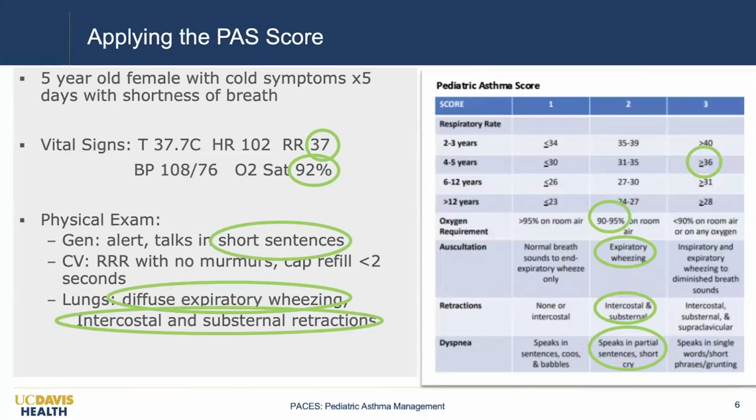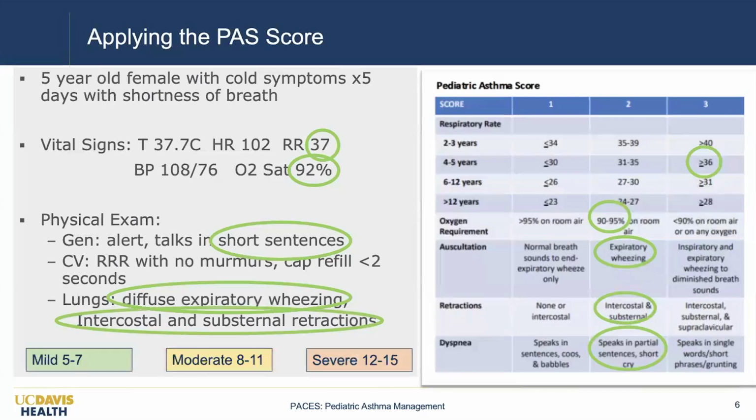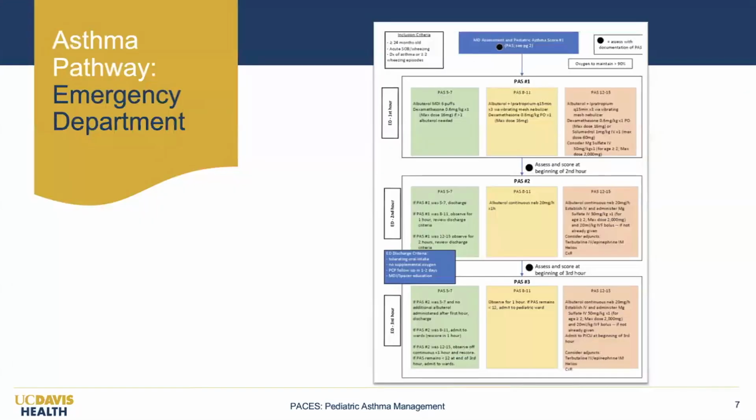So if we add up all those components, we have a 1, 3, and 4 2s, and so her total score is an 11. And then if we look at our different classifications in terms of severity of disease, with a score of 11, she falls into our moderate category. So the use of a pediatric asthma score is actually a quality metric that's used as a benchmark in pediatric emergency departments across the country.